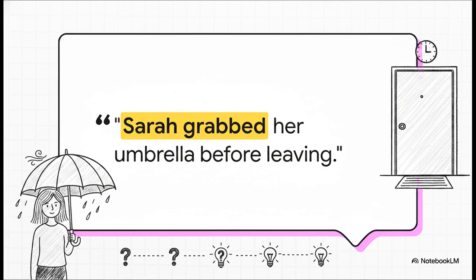Read this with me. Sarah grabbed her umbrella before leaving. That's it. That's our entire reading passage. It's short, it's simple, and it's full of potential. Notice what the text explicitly tells us, our actual textual evidence. The character's name is Sarah. She grabbed a specific object, an umbrella, and she did this prior to departing.